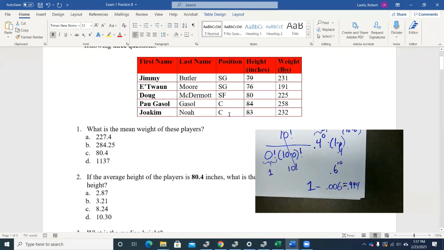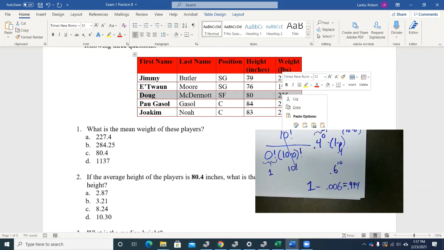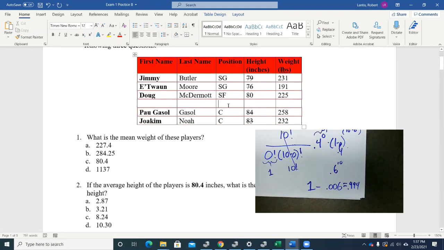The only kind of difficult thing would be, let's say we have some other point guard on the team, with a height of 82. If we get left with 2 values, we have an even number data set, and I have 2 values in the middle, how do I then find the median? Simply the average of the 2. So 80 plus 82 divided by 2, so 81 here. That'd be the only other wrinkle. Okay.